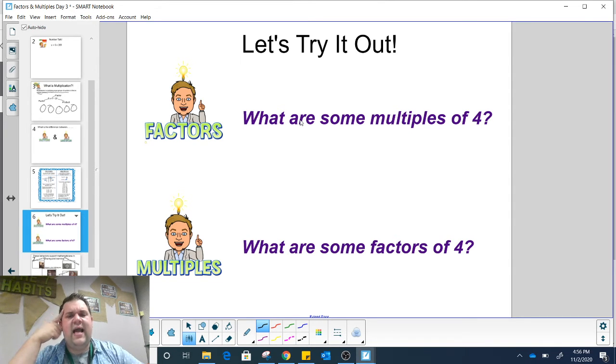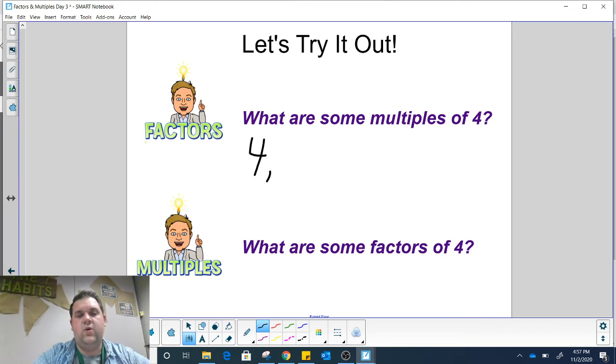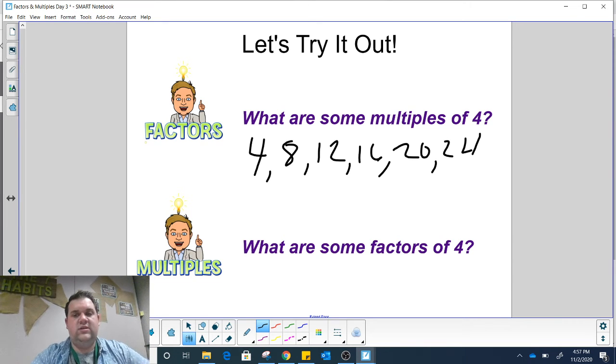All right, if we think back to what multiples are, it's when one of the factors stays 4, and we multiply it by another factor to find those multiples. So I know 4 times 1 is 4, so 4 is a multiple of 4. 4 times 2 is 8. So 8 is a multiple of 4. 4 times 3 is 12. So 12 is a multiple of 4. 4 times 4 is 16. So 16 is a multiple of 4. 4 times 5 is 20. So 20 is a multiple of 4. And 4 times 6 is 24. And 24 is a multiple of 4. Now, I could go on forever because multiples never run out.